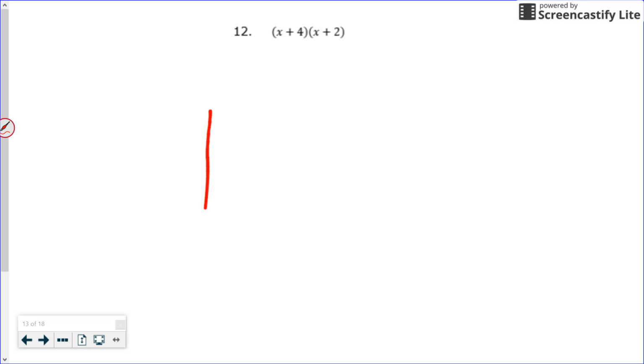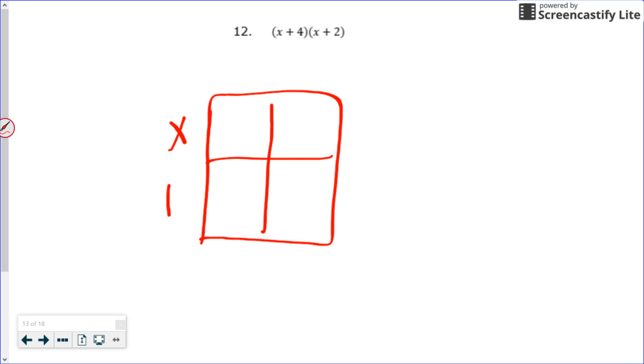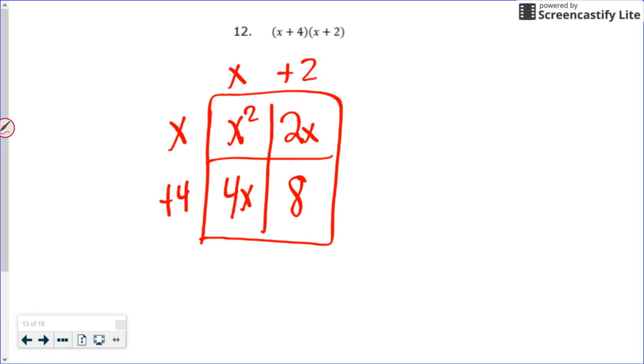12, I've got x plus 4 times x plus 2. X times x is x squared. X times 2 would be 2x. 4 times x would be 4x. And then 4 times 2 would be 8. Combining like terms, I've got x squared. 4x plus 2x would be 6x. And then plus 8.